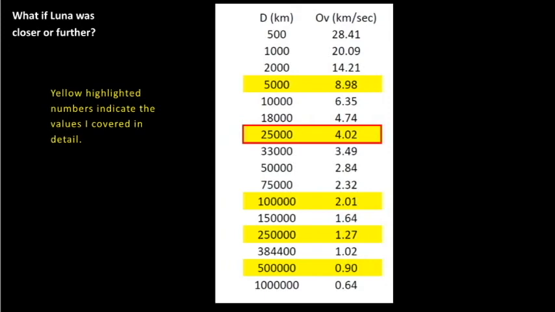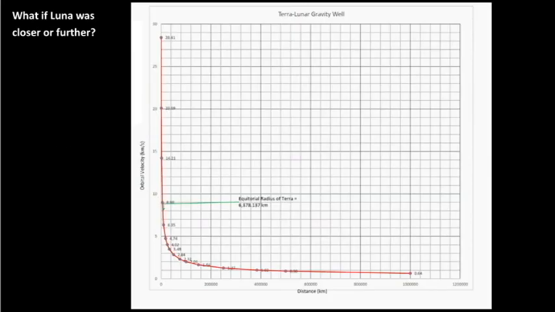10,000 kilometers, 18, 25,000, 33,000, and so on. I'm not going to beat this, but those are the numbers I got. So I went and graphed them. This is the graph I got. The title's Terra Lunar Gravity Well, and I'm going to explain why that is in a second.